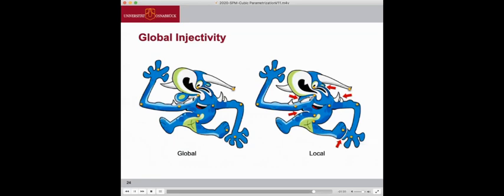Finally, we can apply it on the 2D monster example that we showed before, and we can clearly see that global injectivity avoids any overlap.